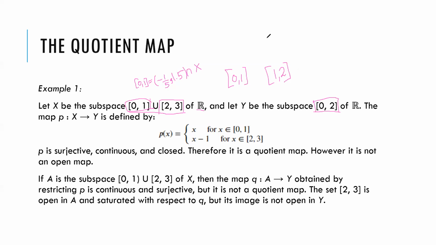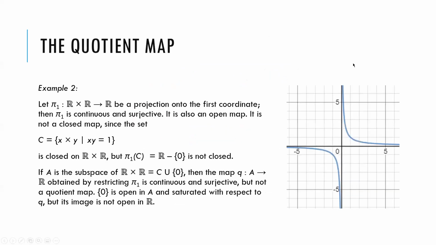Okay, so we have our second example. We remember that pi1 is the projection of the product topology of R cross R to R, and pi1 is continuous and surjective, since for every open set on R, its inverse image is an open set on R cross R, and it is also an open map.